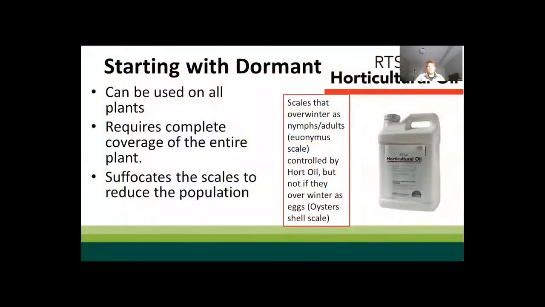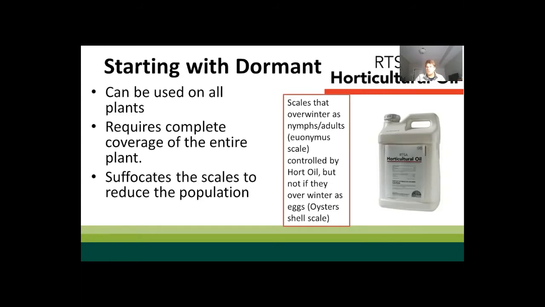So let's start the season off with dormant oil. It can be used on all plant material. It's going to require complete coverage of the entire plant. And as you'll see from Patrick here, when he talks about where you want to apply it and how you want to mix it, this is not a systemic tool. It is literally just coating the plant and the scale that you're targeting to suffocate the scale.